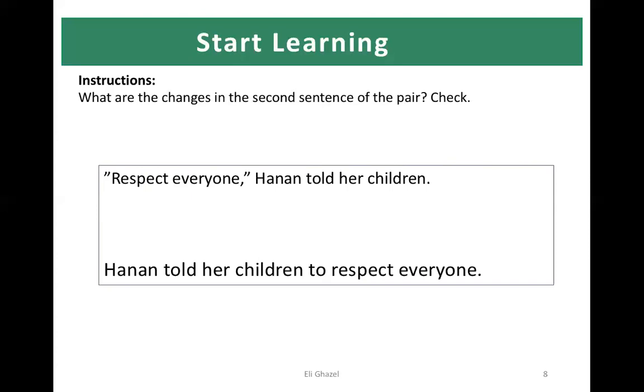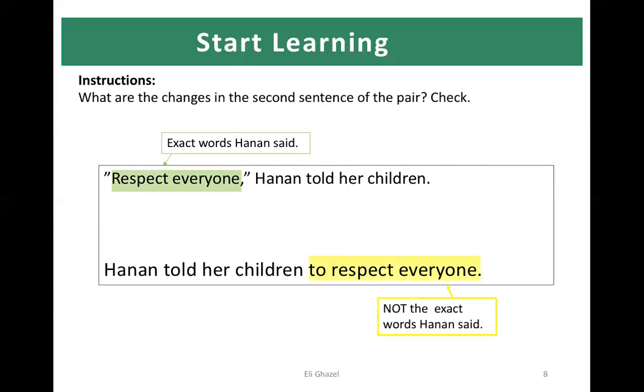So some of the sentences are not just to represent what is being learned, but rather they carry a subtle message in values and consideration of others. So let's look at the changes. "Respect everyone" are the exact words Hanan told her children.